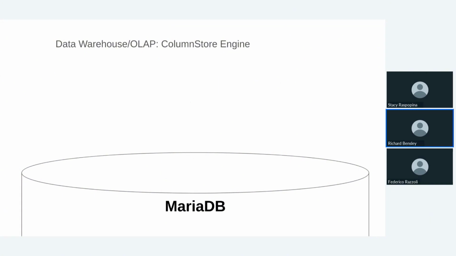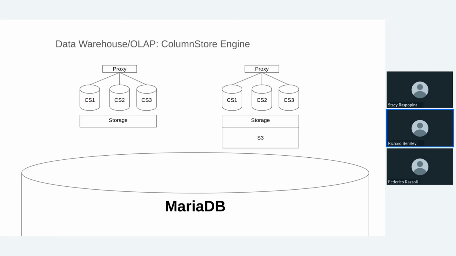Unlike the rest of the ecosystem, Columnstore has its own method for scaling, and it's not replication or two-phase commits over a protocol like Galera. It has its own method of storing extent maps.